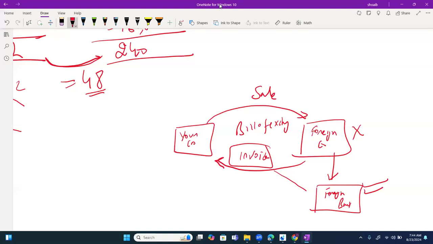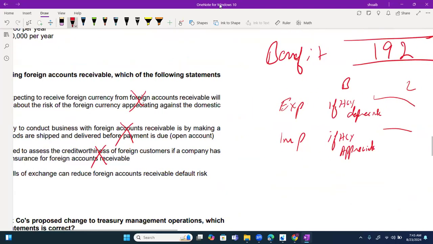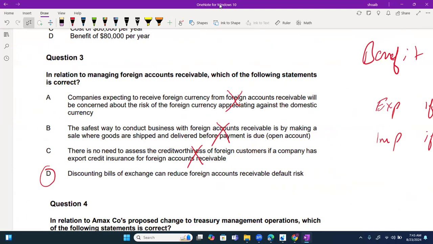So it is written on the bill of exchange that your payment will be due in 90 days, 30 days, whatever the day. And you can sell this to your bank at a discount. For example, if the invoice or bill of exchange is $100, you can sell it for $90, $95. So bill of exchange or banker's acceptance is a common way of handling the foreign account risk.